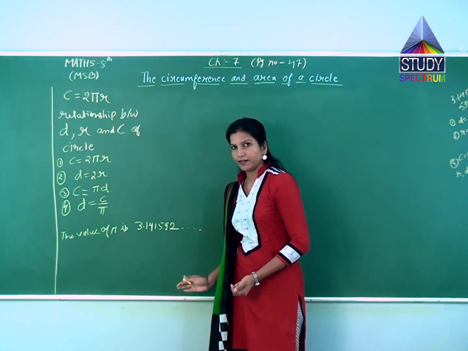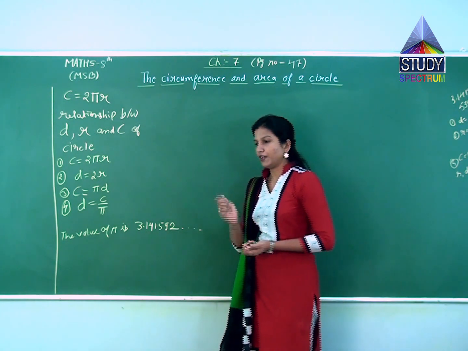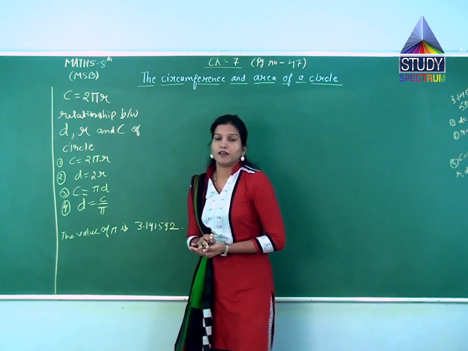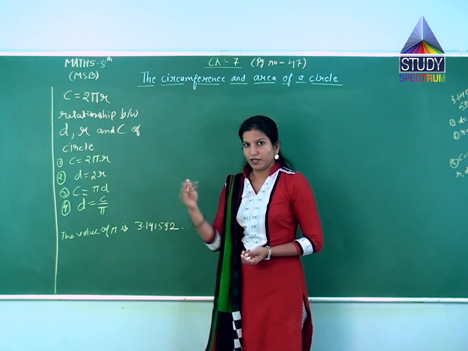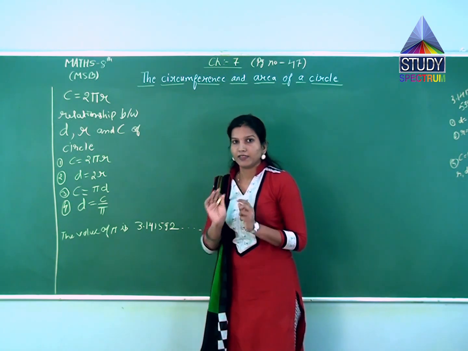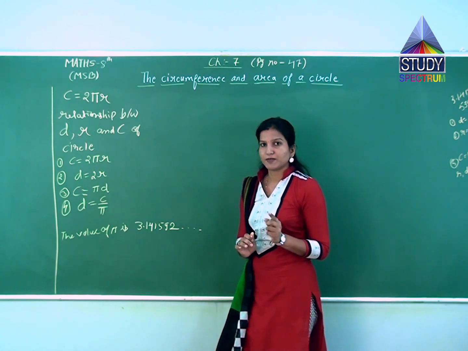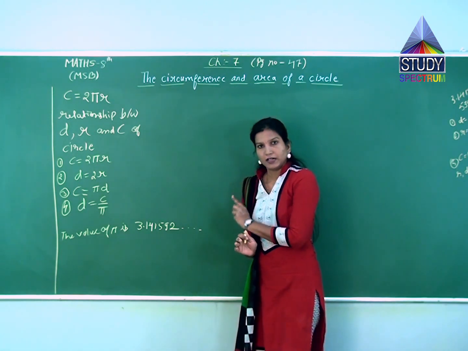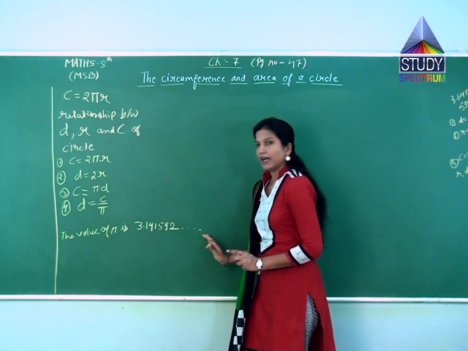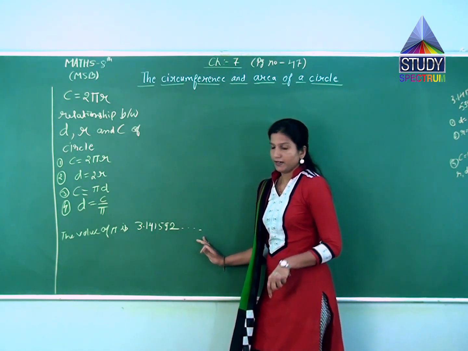What are non-terminating decimals? If we divide a number by any other number and the division continues without ending at any point, those types of decimals are known as non-terminating decimals. So here the value of pi is this, and this is a non-terminating decimal.